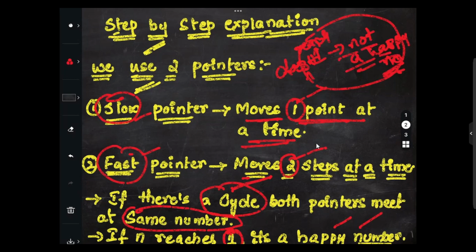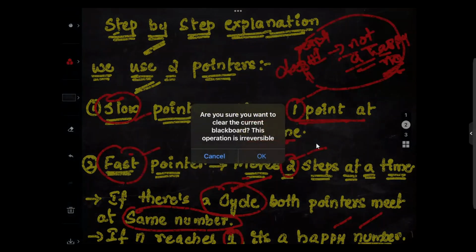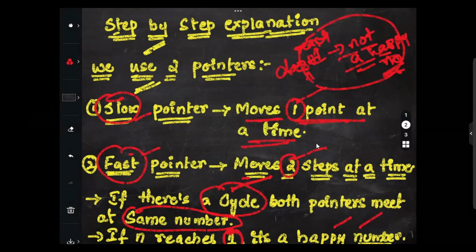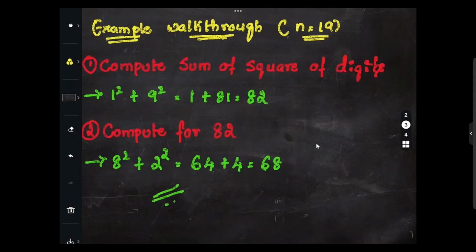So I hope this is clear. This is the approach that we will be going with: two pointers, one slow and one fast. If there is a cycle, then both pointers meet at the same number. If n reaches 1, it's a happy number. If there is no cycle reaching 1, then it is not a happy number.